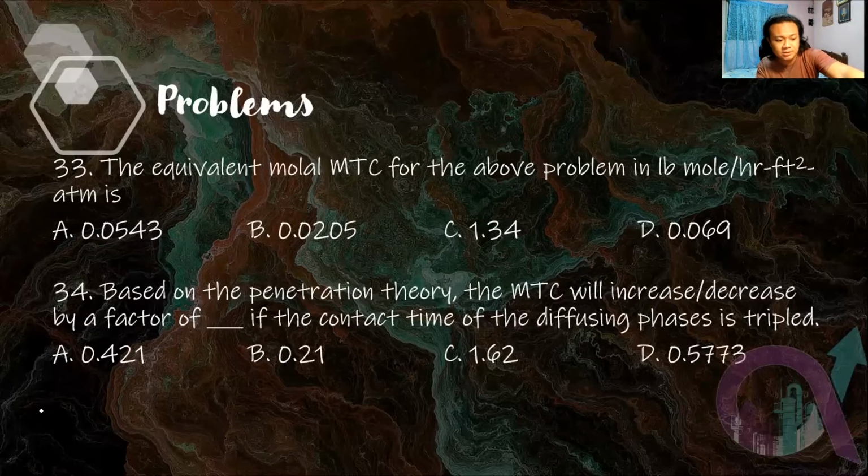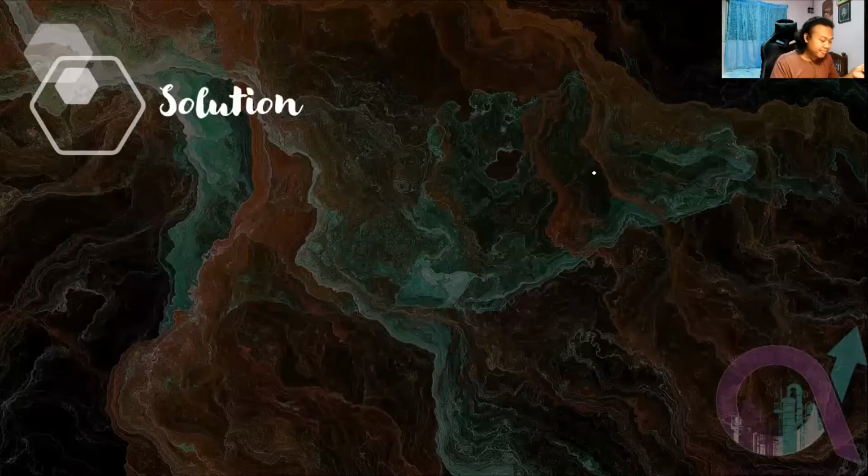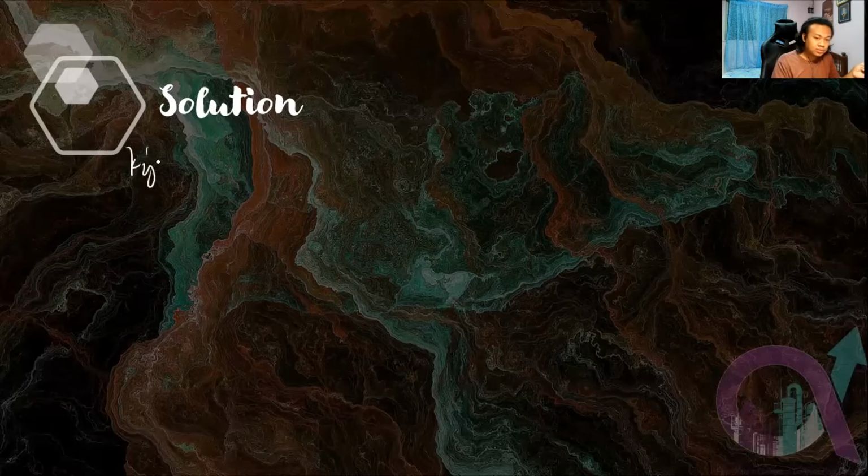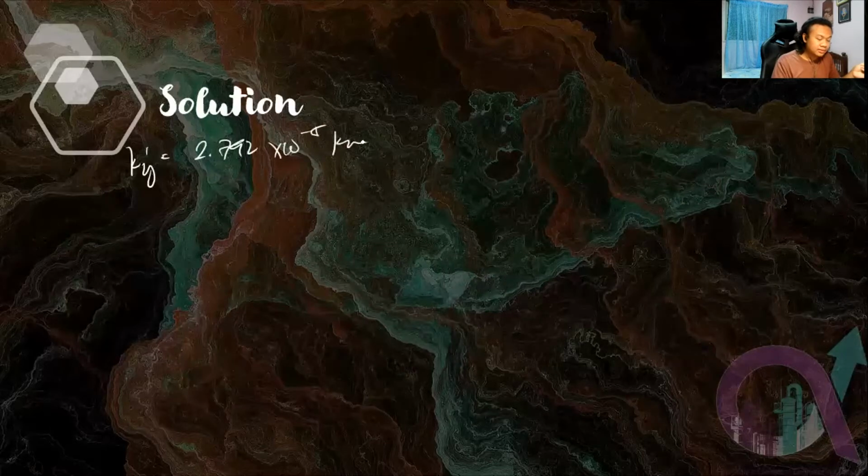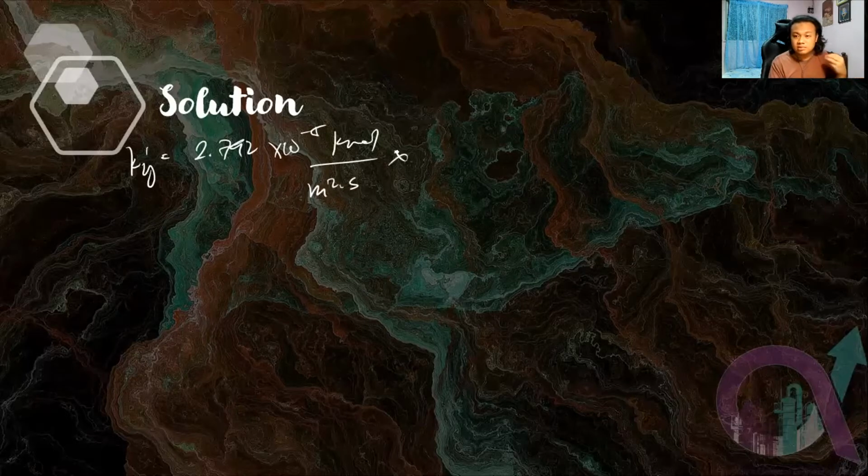33. So we are just required to transform our answer from number 32 to pound mole per hour per square feet per atm, right? So let's do that. Okay. So 2.792 mole per... So just use the conversion.